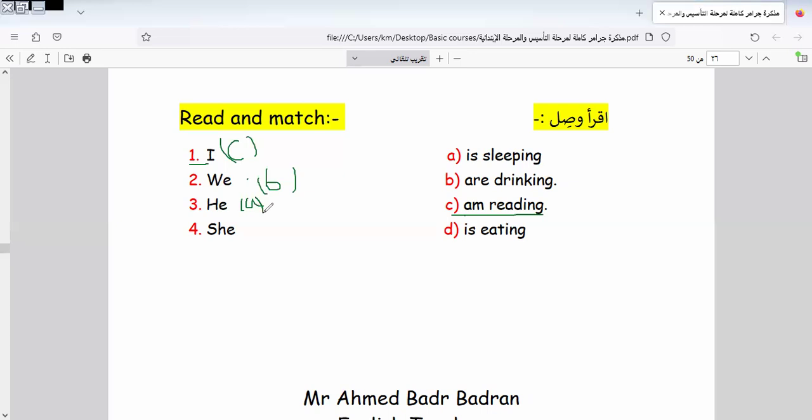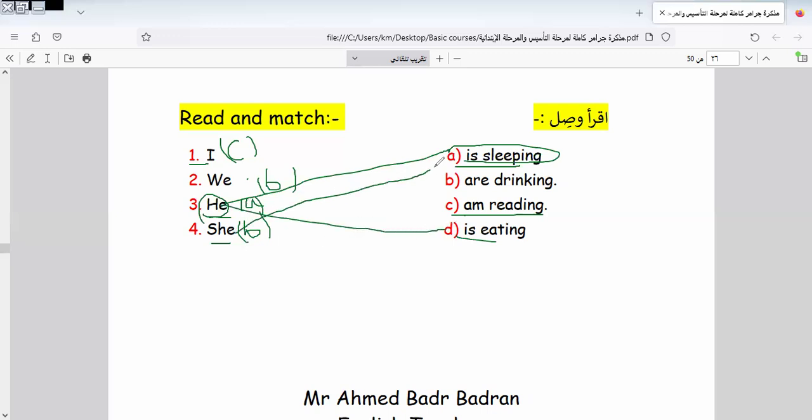Here we can say if we are told he is sleeping or he is eating, it is correct. If we say she's sleeping or she is eating, it is correct. So both this sentence and this sentence are suitable for he or she. Both are correct, because he or she takes is, and I don't have a picture to say whether eating or sleeping. So I can take he with is sleeping. We can say he is sleeping, or he is eating. Both are correct. Or we can say she is sleeping or she is eating. Both are correct. Okay, let's continue the rest of the exercise.